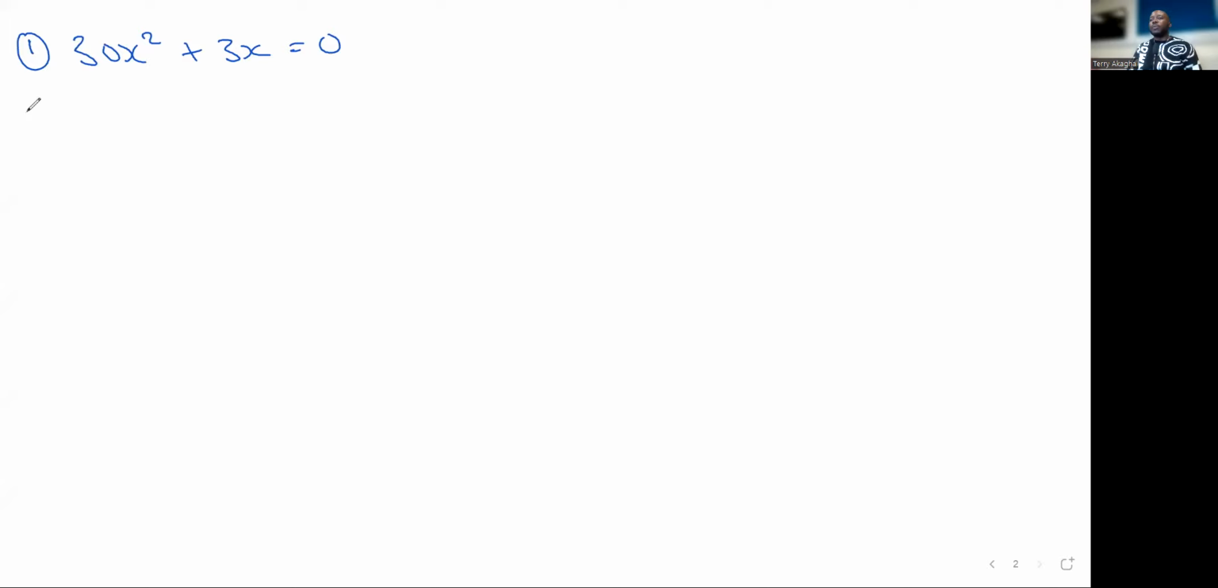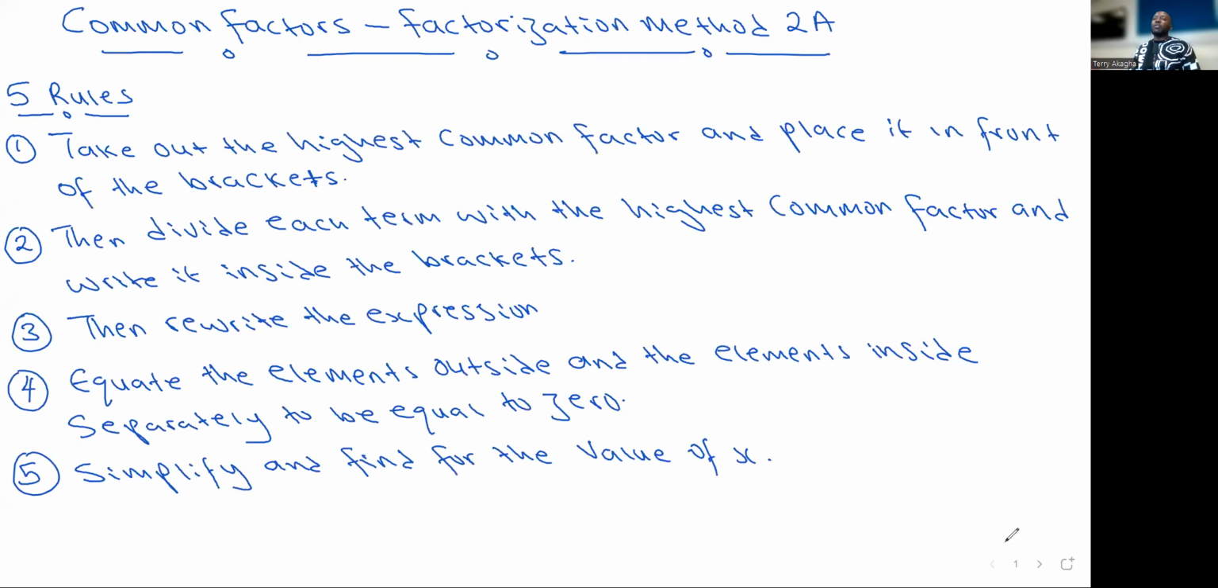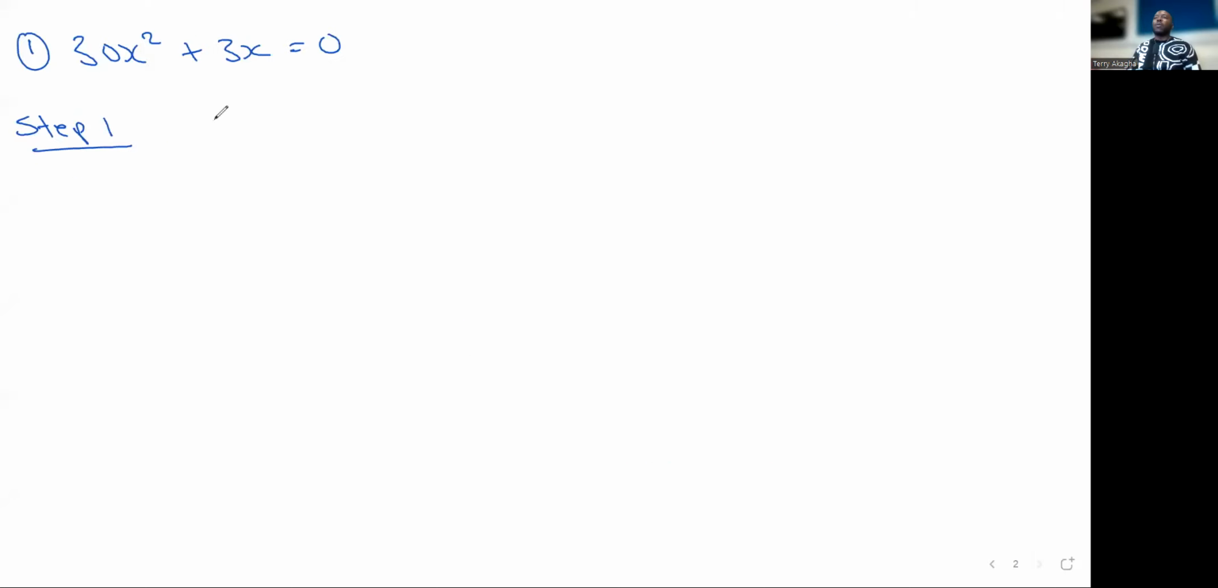So step 1, okay, so let's follow it. Step 1, we said we should find the highest common factor and place it outside the bracket. So what is the common factor between both of them? The highest is 3x. And we're going to place it outside the bracket. Are you seeing it? Step 2. So please review the video on how to find the highest common factor, okay? So the highest common factor is the maximum or the highest number that can divide both terms or all the expressions.